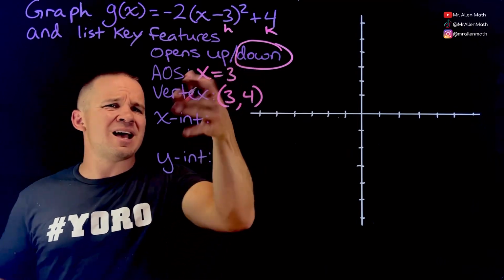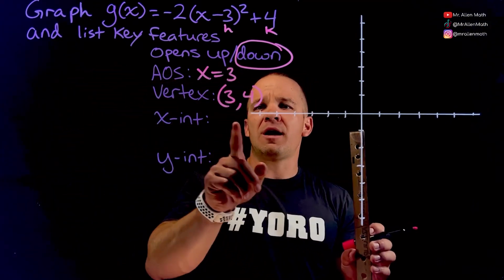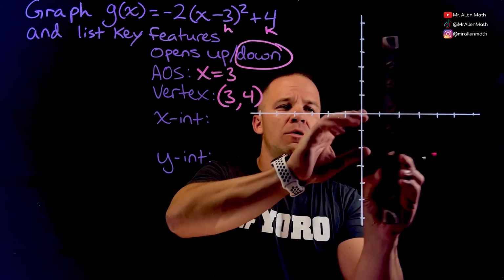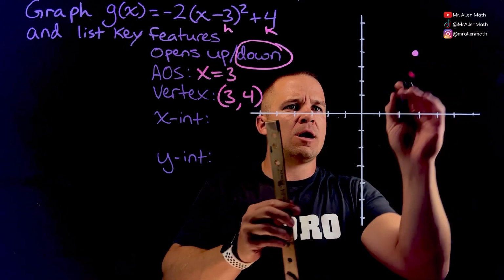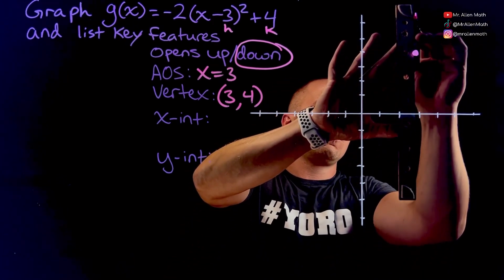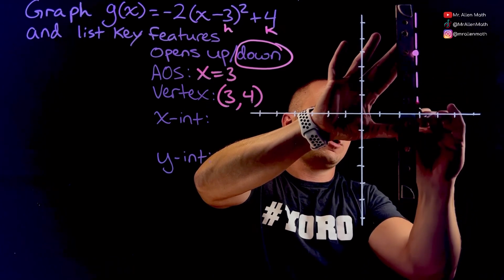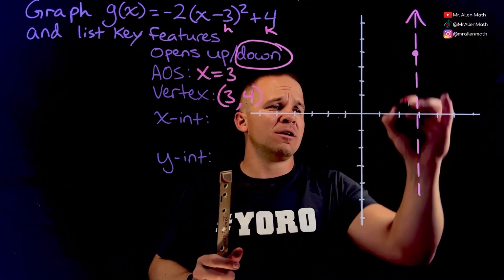I've already got the majority of the information down here. So we got 3, 4. Let's see here, 3, 4 right up here. Also throw my axis of symmetry through that point. Beautiful. This is going to be a great graph here.